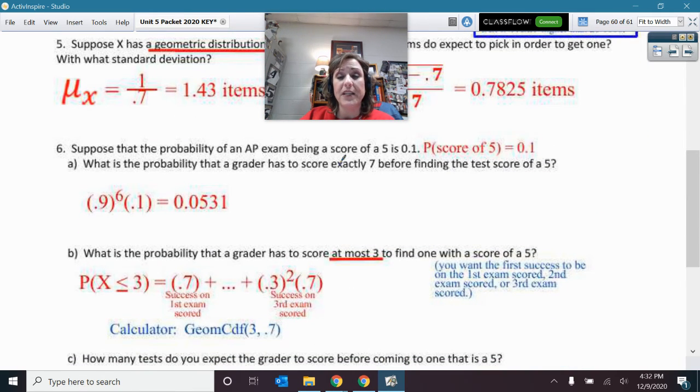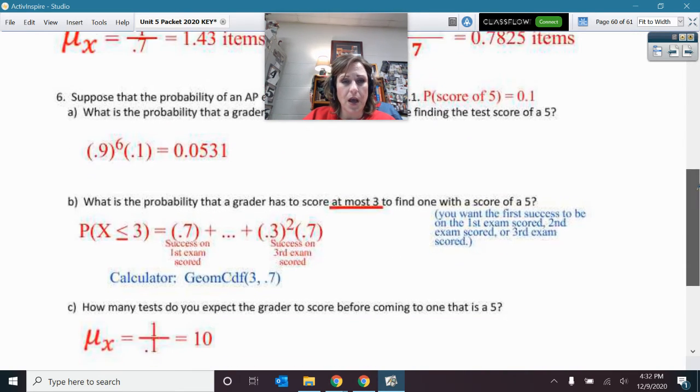Here we have the probability of getting a 5 is 0.1. So what's the probability they have to score exactly 7 in order to get that 5? So that's 6 failures, and then they get a 5 on that 7th person. So 10%. So this is 10% chance on that 7th person. And so 6 failures. All right.